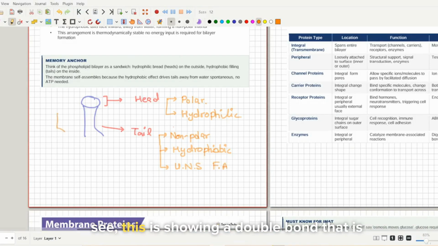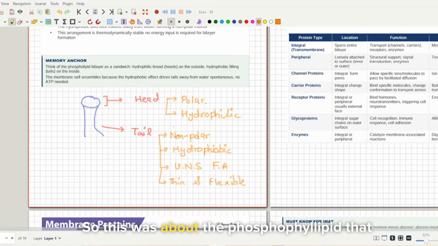This is the leg that is turned here. As you can see, this is showing a double bond that is here. If it has multiple turnovers like this, it means it contains multiple double bonds. So it contains unsaturated fatty acid, and because of fatty acid it is non-polar, or you can say it is hydrophobic. It is hydrophobic because of fatty acids. It is also, you can say, thin and flexible.